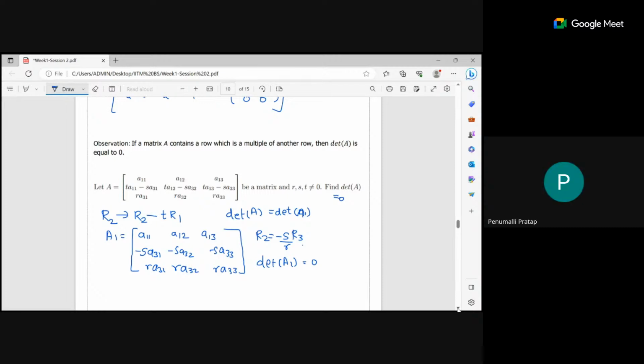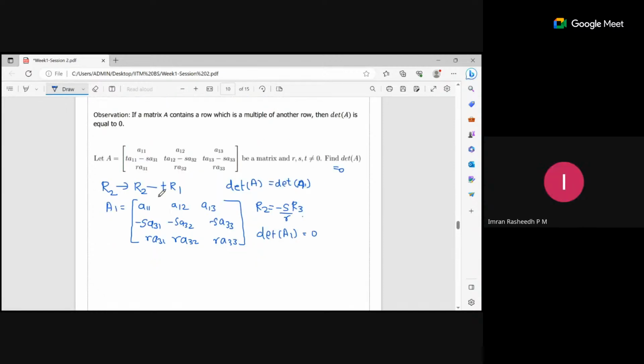No, ma'am, I didn't get this. After the second operation, why does the determinant become 0, ma'am? Come again. Up to this part, did you understand? R2 is equal to R2 minus tR1, that is okay.